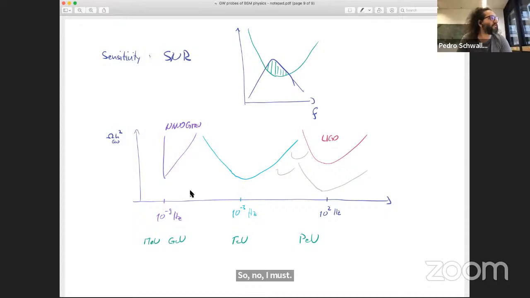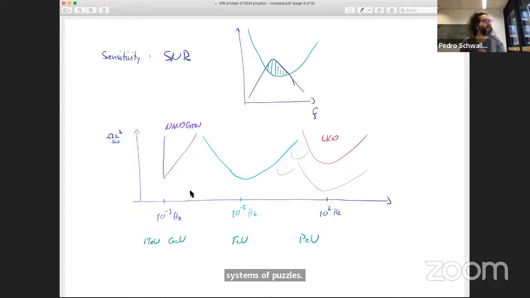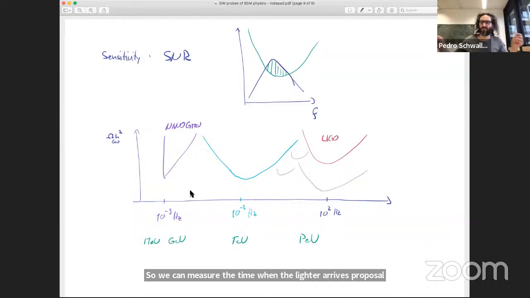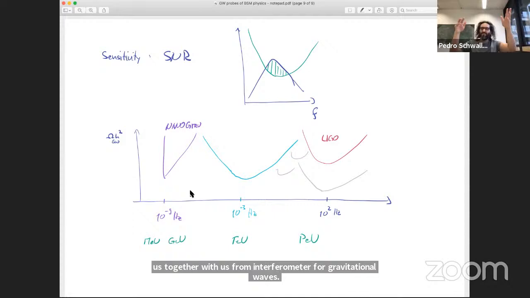One way of building a detector for such long wavelengths is systems of pulsars, because we can observe many pulsars in the sky, and these are very stable clocks. So we can measure the time when the light arrives from a pulsar. You do this over many years and you build a time series, and you do this for many pulsars. Any two pulsars together with us form an interferometer for gravitational waves. So if a gravitational wave passes through between us and these pulsars, it will distort these arrival times.